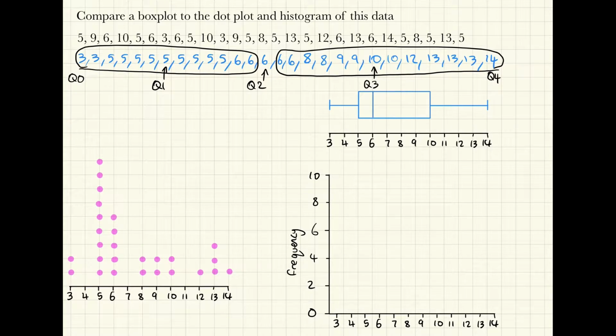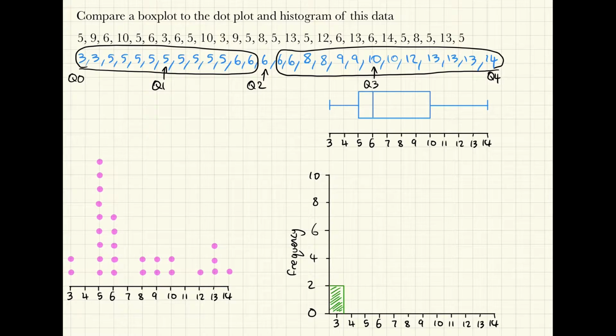All right, so how many times did 3 occur? Well, 3 occurred twice. So notice it's going to be very similar looking to a dot plot, except we don't have dots, we have bars. So 3 occurred twice. Let's go ahead and draw in the bar for 3. All right, so you can go ahead and shade it in. Doesn't have to be perfect.